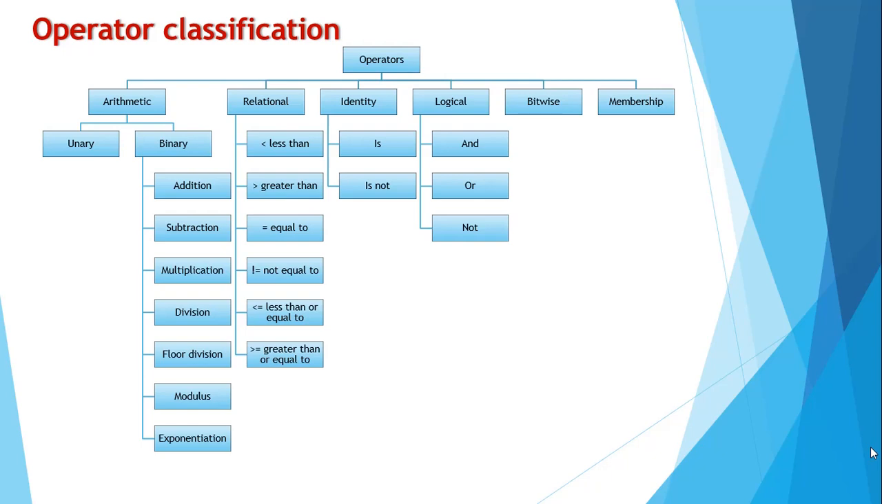Third thing is the identity operators. Identity operators basically show you whether something is or is not. For example, if we say a is 5, it can be either true or false. Or we can say a is not 5, which can also be true or false. So these types of operations are the identity operators.